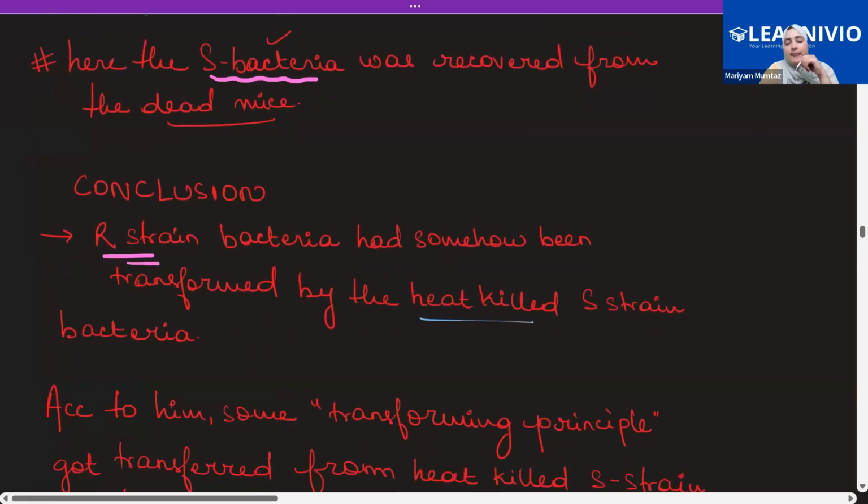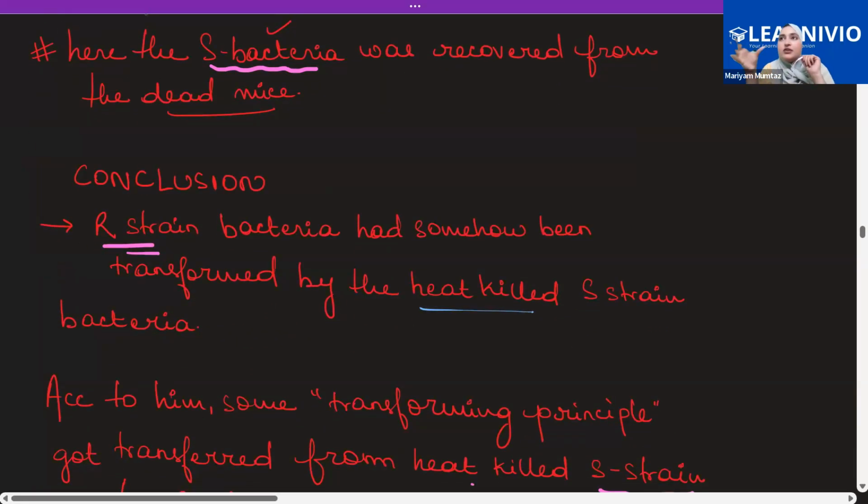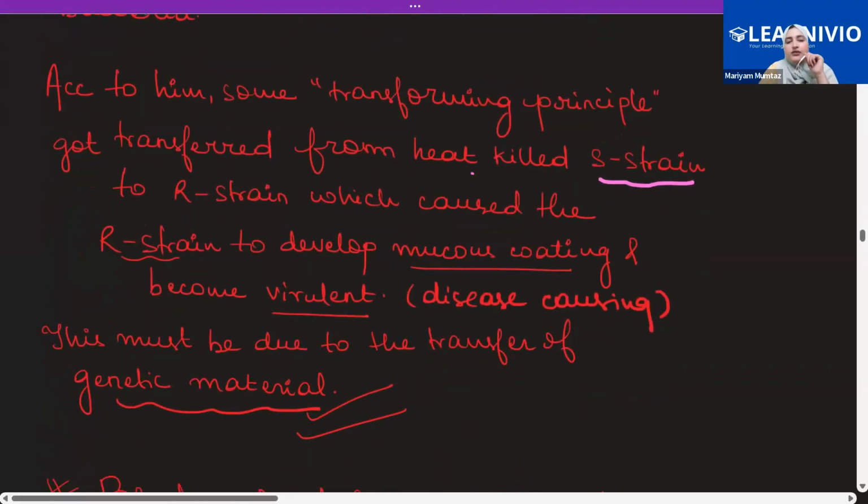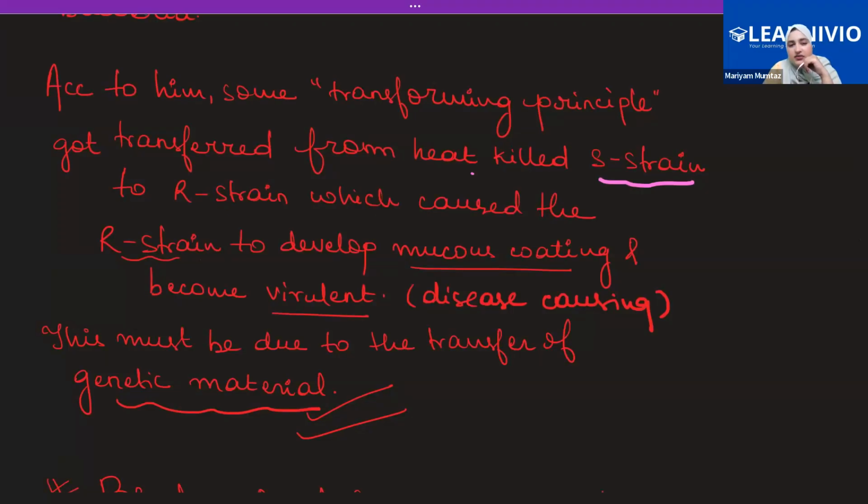The conclusion is that the reason why the mice got pneumonia is because the R strain, which was non-virulent, had somehow been transformed into becoming virulent by the heat killed S strain. The transformation happened because of the DNA transfer. According to him, some transforming principle got transferred from the heat-killed S strain to the R strain, which caused the R strain to develop the coating and become virulent. And then he concluded, still he did not know that it was DNA. Don't write DNA in this, because they did not know.